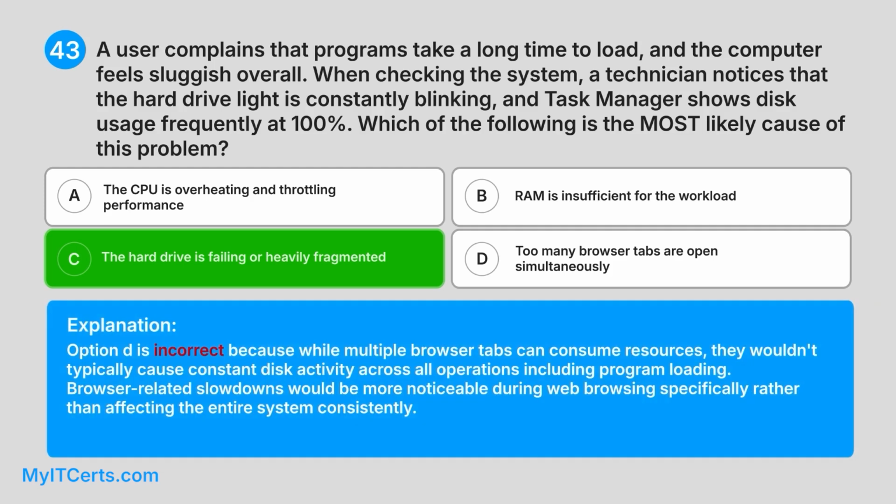Option D is incorrect because while multiple browser tabs can consume resources, they wouldn't typically cause constant disk activity across all operations, including program loading. Browser-related slowdowns would be more noticeable during web browsing specifically, rather than affecting the entire system consistently.